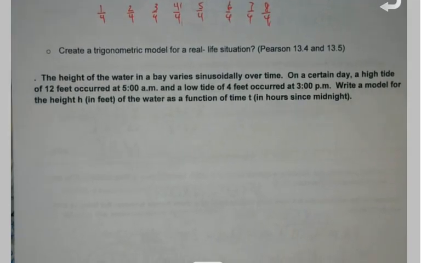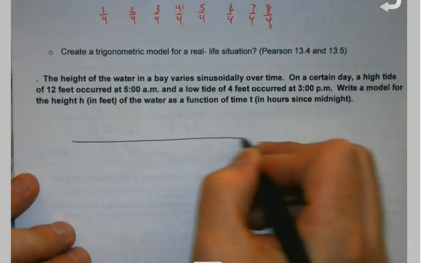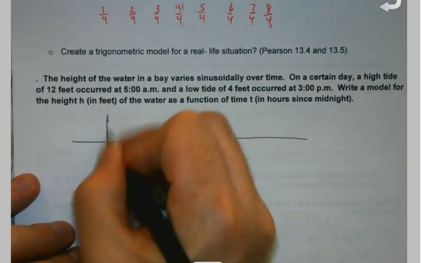Okay. The height of the water in a bay varies sinusoidally, ooh, just that big word, over time. On a certain day, a high tide of 12 feet occurred at 5 a.m., a low tide of 4 feet occurred at 3 p.m. Write a model for the height of the water as a function of time. Now, that just all sounds like gibberish right now. So let's do some stuff that may be a little more sensible for us here.